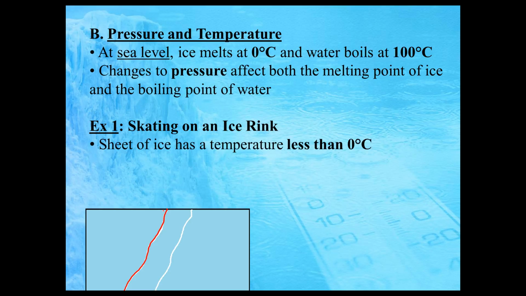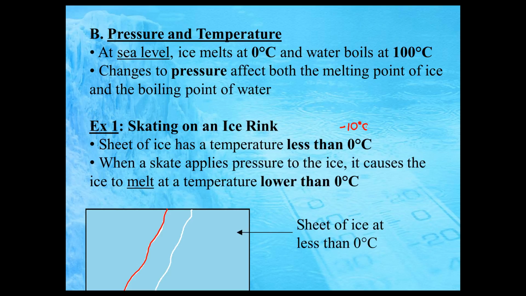A sheet of ice has a temperature that's something less than 0 degrees Celsius. It could not be 0 degrees Celsius because if ice was exactly at 0 degrees Celsius, then it would melt really easily and the ice would just be a giant swamp. I'm not sure what the exact temperature of ice is in a skating rink, but let's say it's negative 10 degrees Celsius. At negative 10 degrees Celsius, ice should not melt. It should not turn from a solid into a liquid.